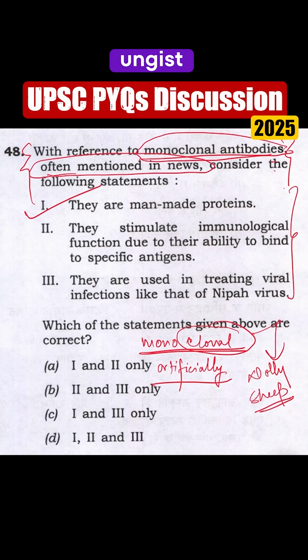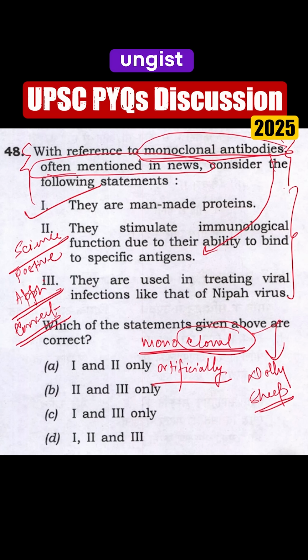Now, the second statement: they stimulate immunological function due to their ability to bind to specific antigens. We know that antibodies bind to antigens. ये एकदम basic 101 biology है, right? But this is artificially made. That means if it is artificially made, it has to be better, right? And we have always known कि in case of science, more positive statements, application-based statements are always correct.